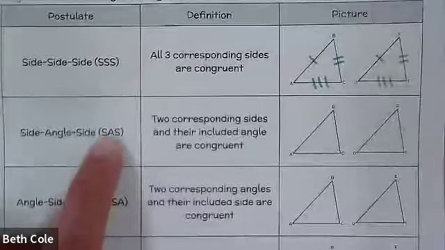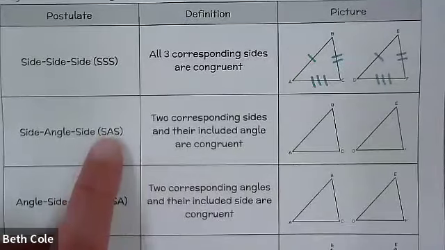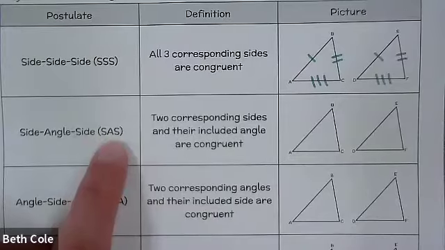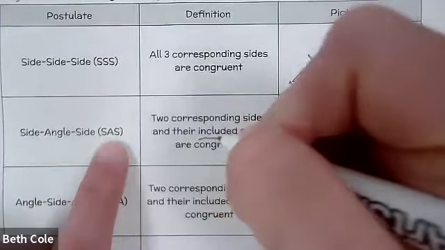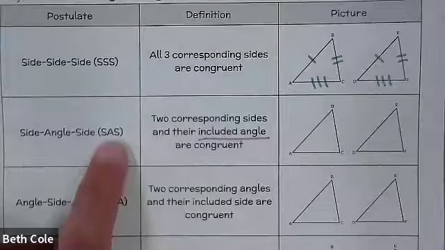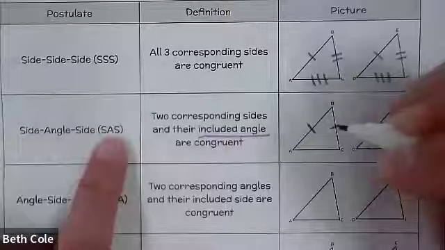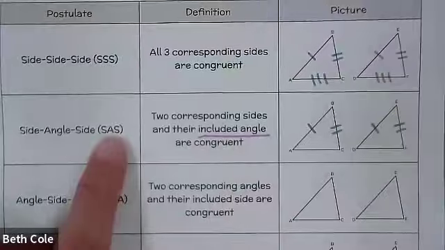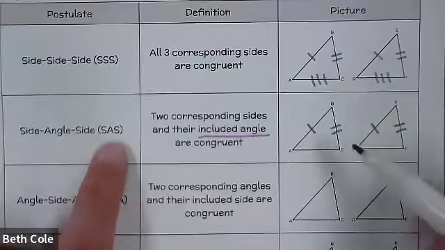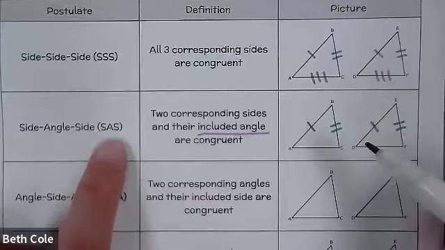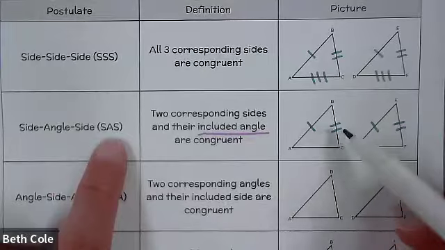All right, the next one is side angle side, or SAS, okay? Do you see how the angle is in between the 2 sides? You see that? Included angle, it means in between. Side angle side. So we're going to do our 2 sides. So there's my 2 sides. Which angle is the one in between them?